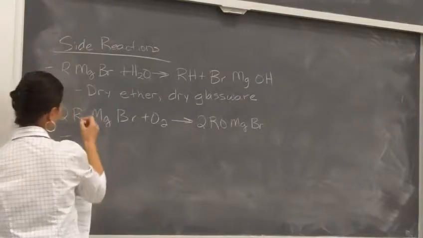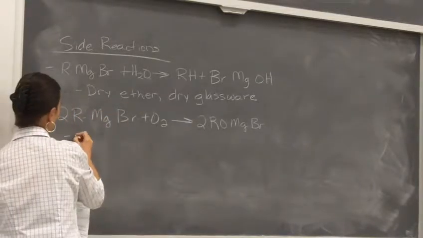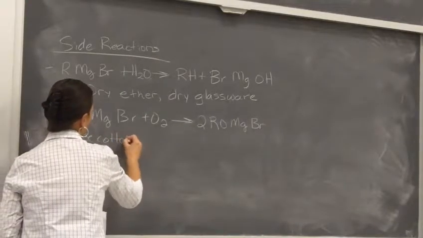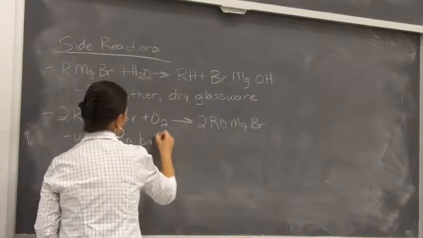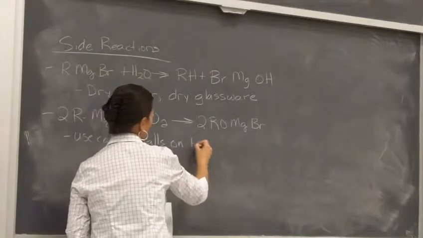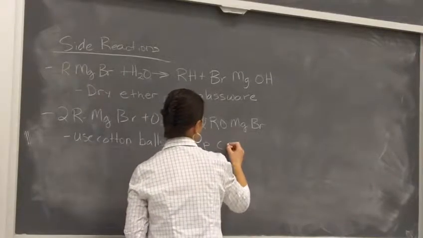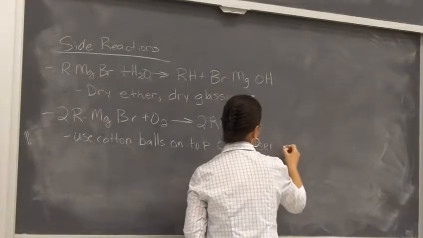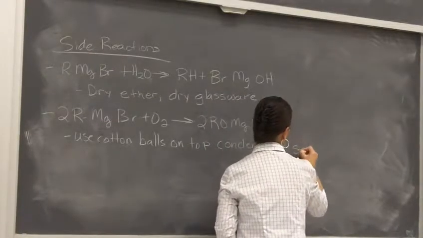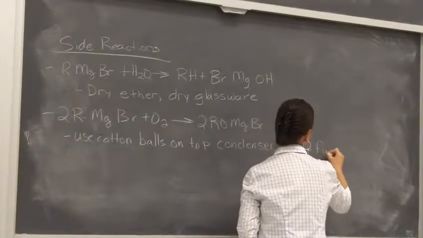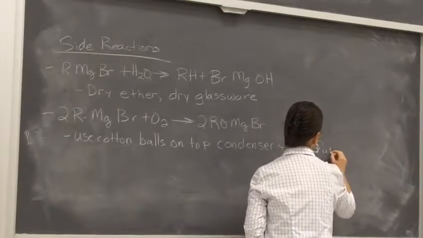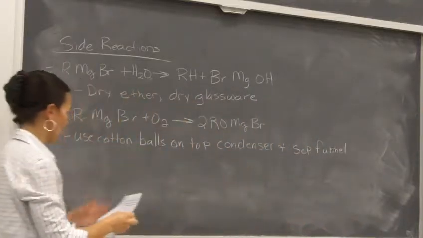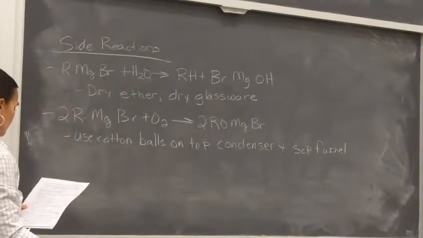So what we'll do here to prevent oxygen from getting in our system is we use the cotton balls on top of the condenser and separatory funnel. You also are going to put cotton balls in your glassware as it comes out of the oven to help keep things dry and keep oxygen out of things.